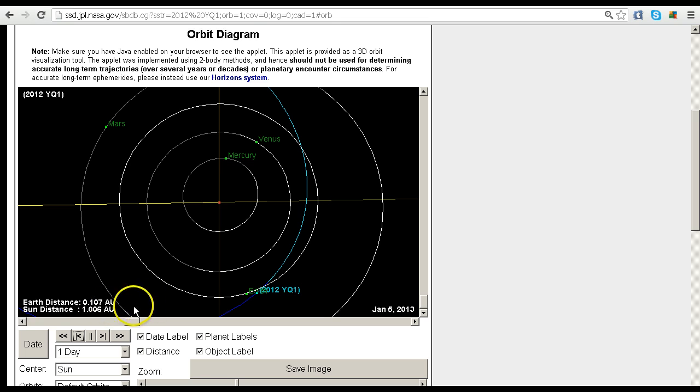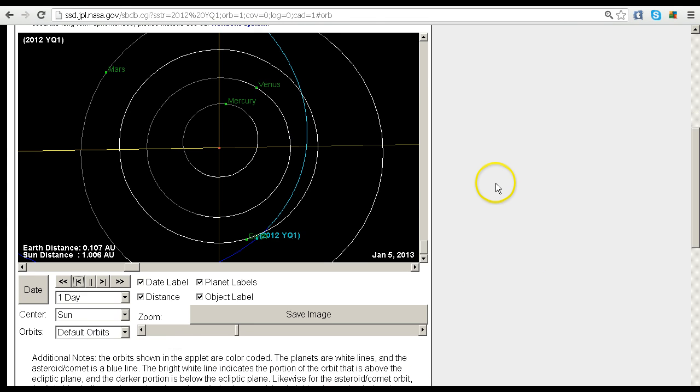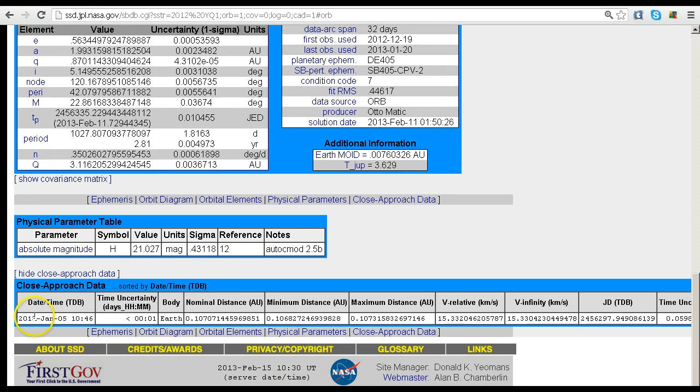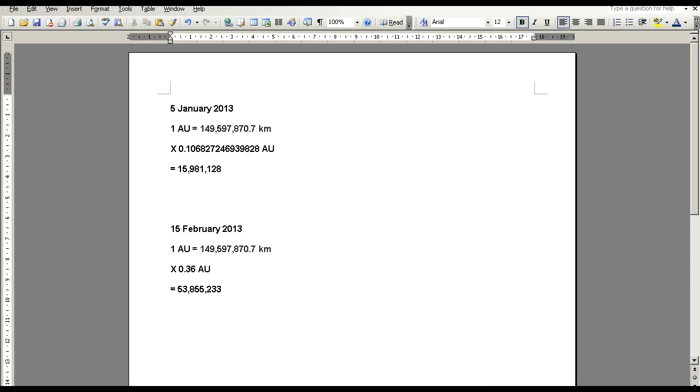0.107 AU. Now, the closest approach, according to the NASA data, if we scroll down, is on the 5th of January 2013, and the minimum distance is given as 0.10682 AU. We can check these distances. This is for the 5th of January 2013.